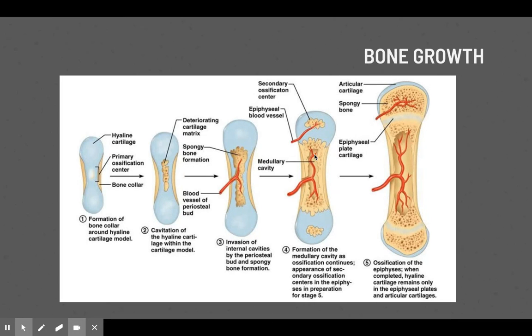Here you can see that there are three ossification centers. And then finally, ossification of the epiphysis, which is going to be the ends of the bone. That is going to take place at the very end of this growth. And then you will see the epiphyseal plates, which are going to be right here on either end of the epiphysis of the bone.